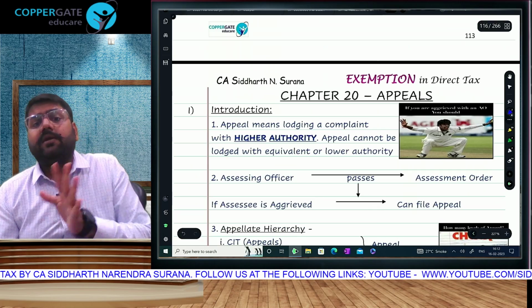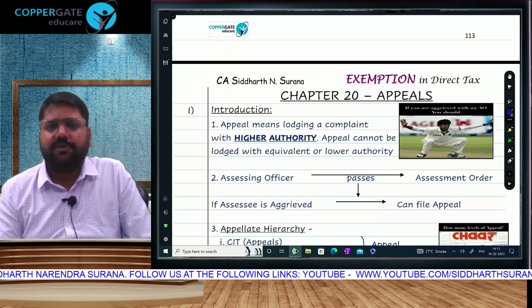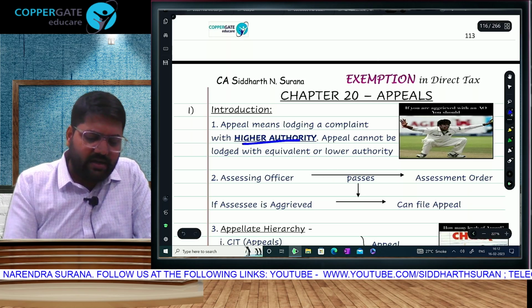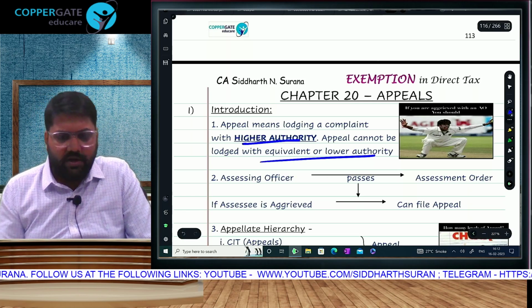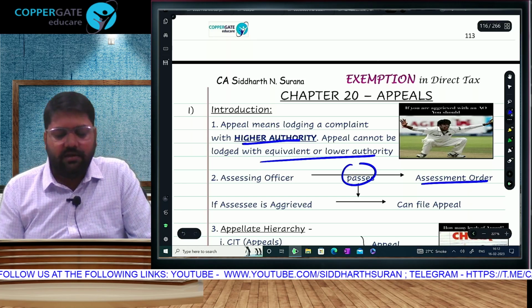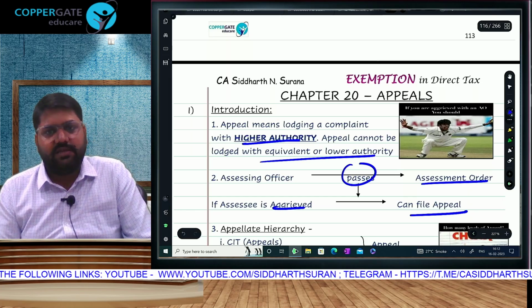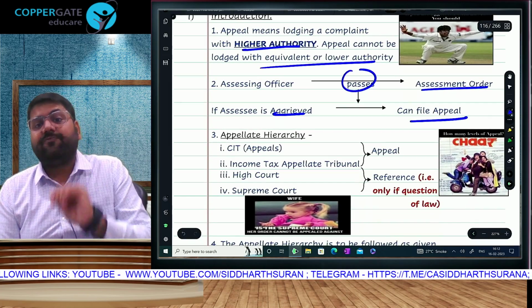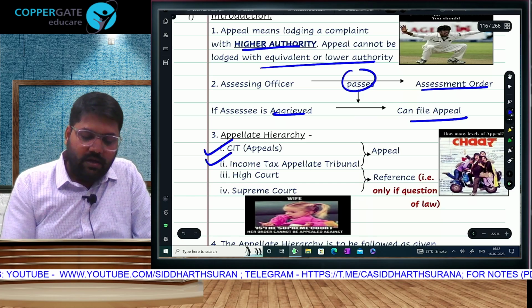Moving on, immediately after assessment, if you are aggrieved with the assessment, if you are not happy, then you will go for something called appeals. Appeal means filing a complaint with a higher authority. Obviously, it cannot be done at an equivalent or lower authority. So, if an assessing officer is passing an order, an assessment order, and if the assessee is aggrieved against the order, the assessee can file an appeal, for which there are four levels given in income tax. Level 1, CIT appeals. Level 2, ITAT.